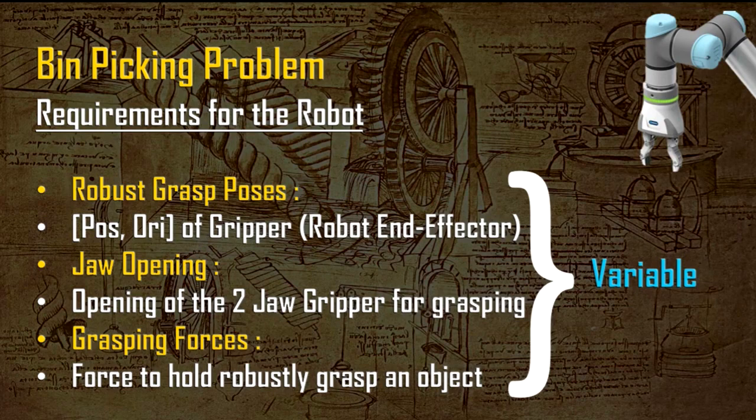By robust grasp pose, what is meant is that the end effector or gripper of the robot should have a position and orientation to which it should go so as to pick an object. The jaw opening is simply the opening of the jaw so as to pick an object, and the grasp forces are the forces that the jaws should apply on the object so as not to damage it, or to not apply too little force such that it slips.